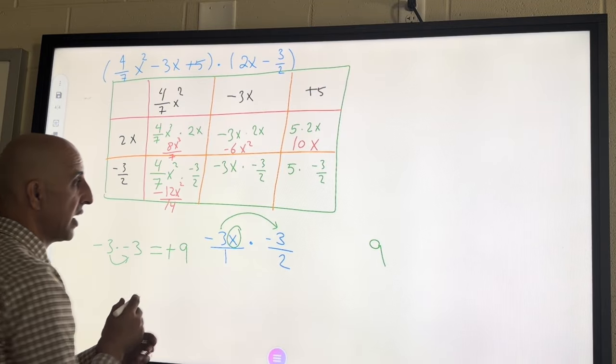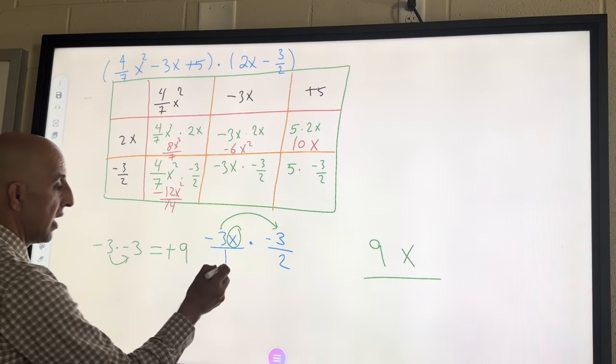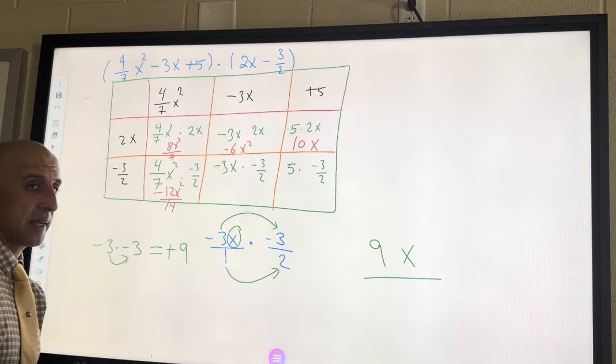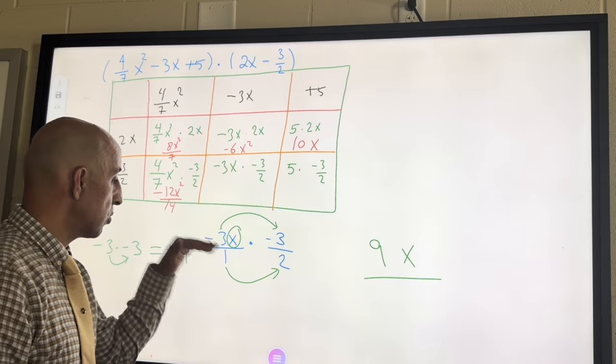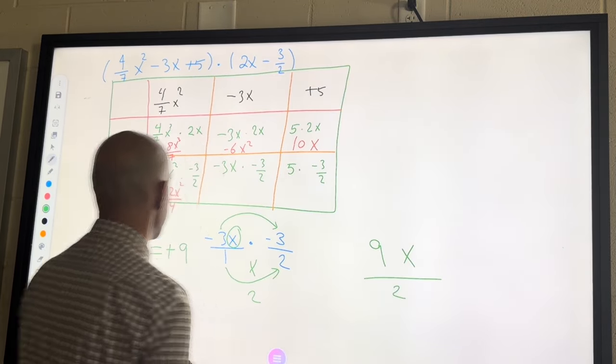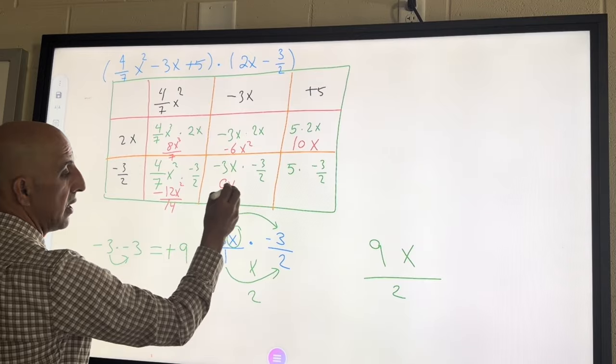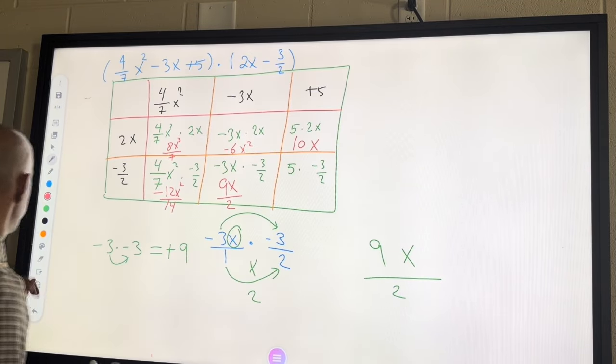Now I just have the x, so I'll keep it like x. Then I have 1 multiplied by 2, as identity property of multiplication. So 1 multiplied by 2, the answer is 2. So we can write it like this: 9x over 2.